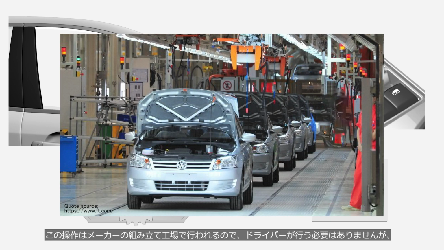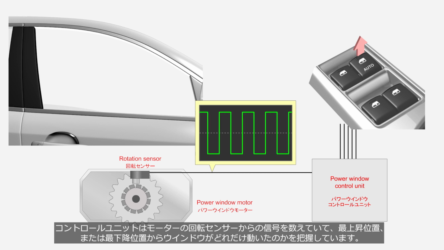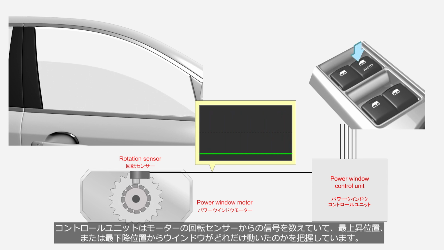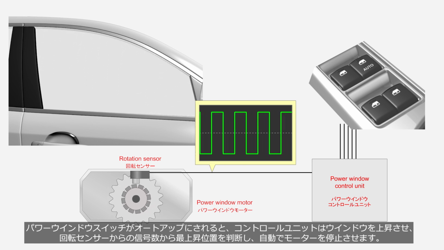This operation is performed at the manufacturer's assembly plant, so it does not require the driver's involvement. However, in cases where the power window has been disassembled, such as for maintenance, it is necessary to retrain the control unit with the uppermost and lowermost positions. The control unit counts signals from the motor rotation sensor, and it determines how much the window has moved from either the uppermost or lowermost position. When the power window switch is set to auto-up, the control unit raises the window, determines the uppermost position based on the signals from the rotation sensor, and automatically stops the motor.